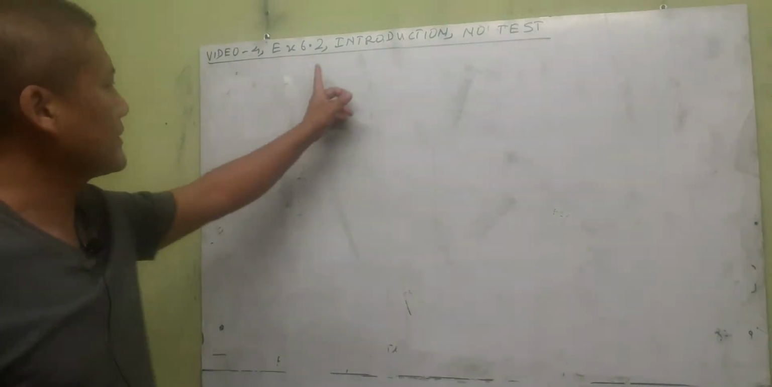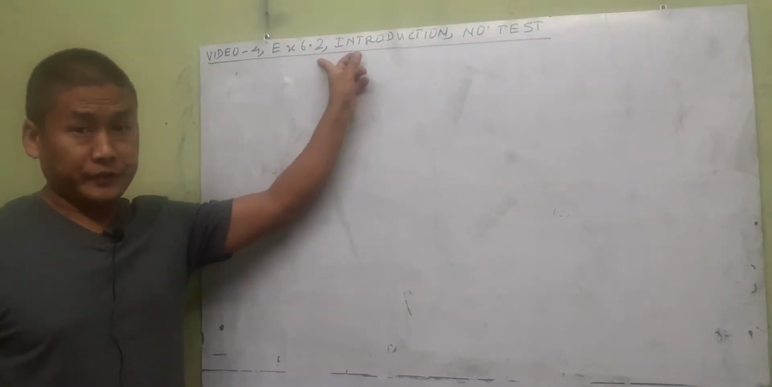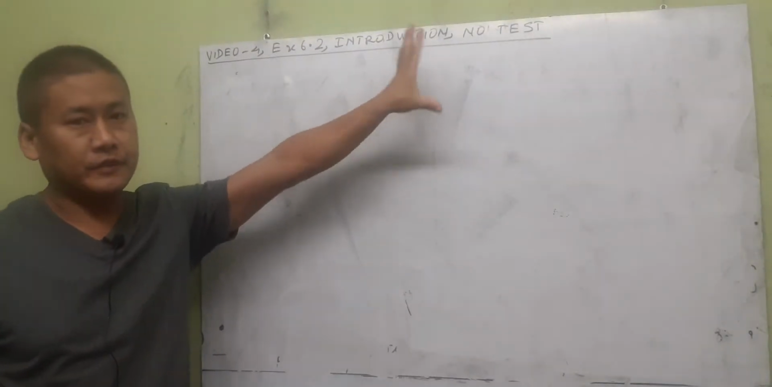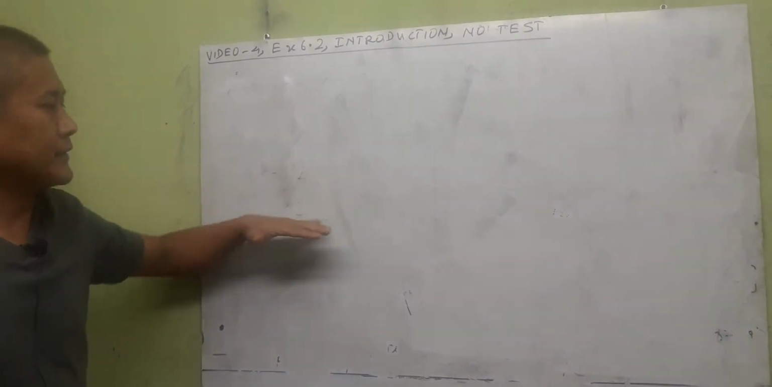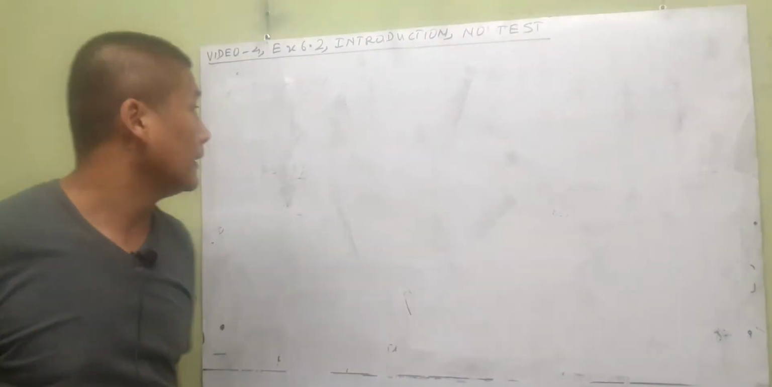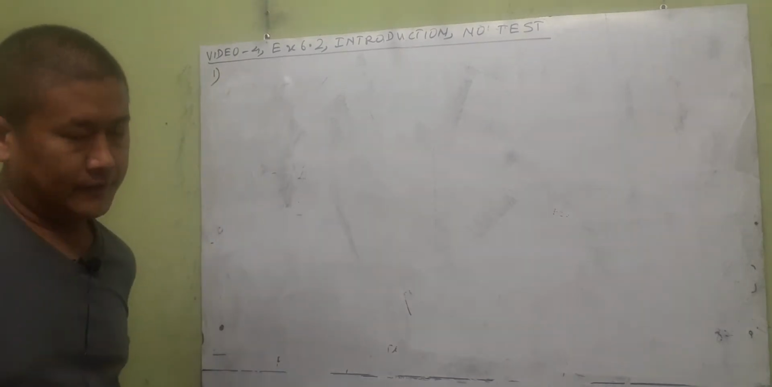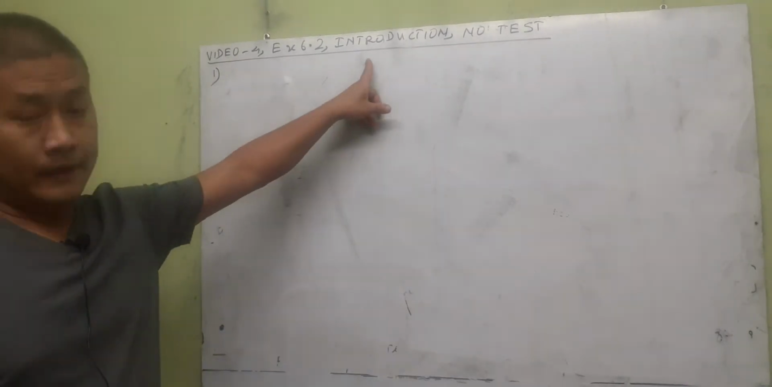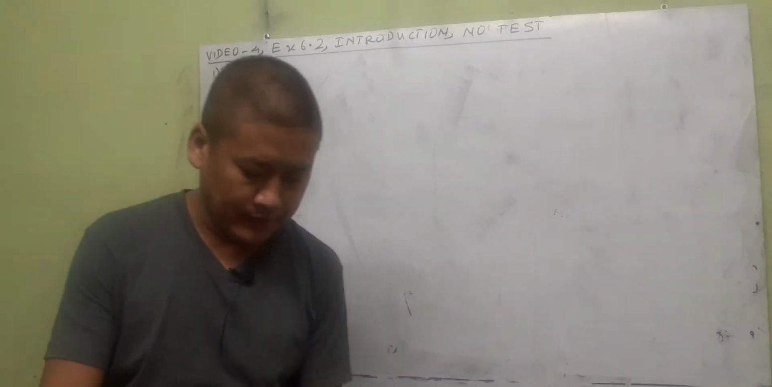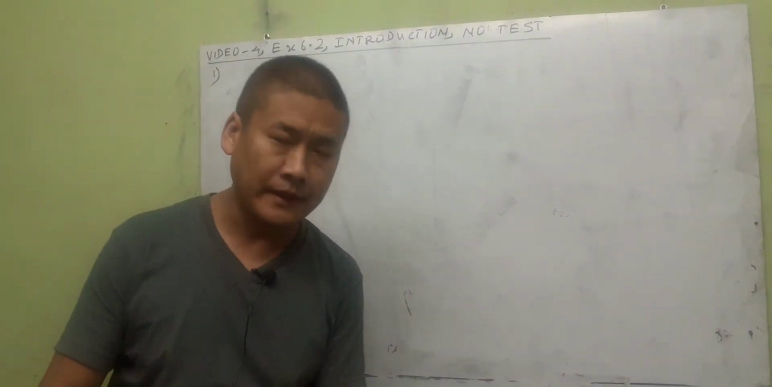Okay, so in this class, exercise 6.2 introduction will do that. There will be no test for this, okay? In this section, we'll discuss some theorems, okay? So here, the first theorem, number 1. This one is under the subsection lines and parallel lines and transversal.